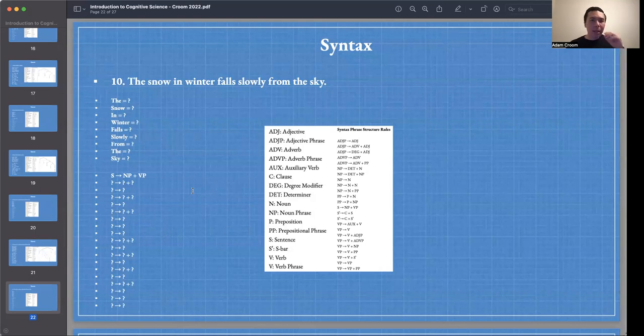This next sentence that we're going to diagram is the snow in winter falls slowly from the sky. Okay, so we should have an idea. I want you to, as we see the sentence, try to paint a tree structure in your mind. We know that we've got the snow in winter doing something over here under the NP, and then falls slowly from the sky doing something over here underneath the VP. Okay, and we know that in this case, we have a little bit more going on underneath the VP this time rather than underneath the NP. Okay.